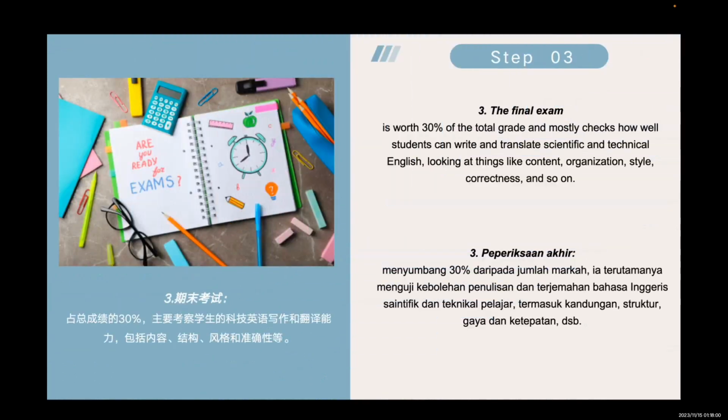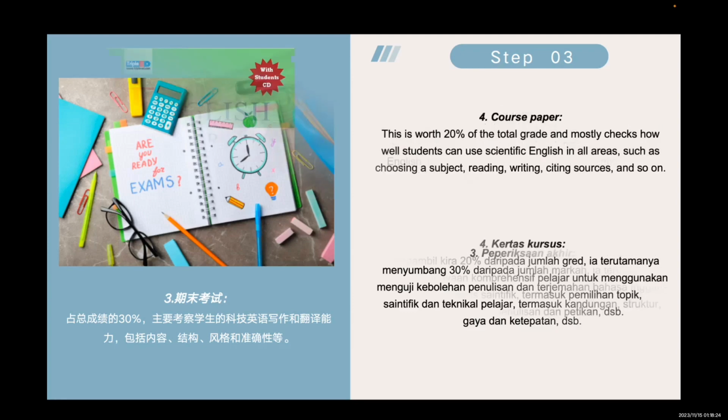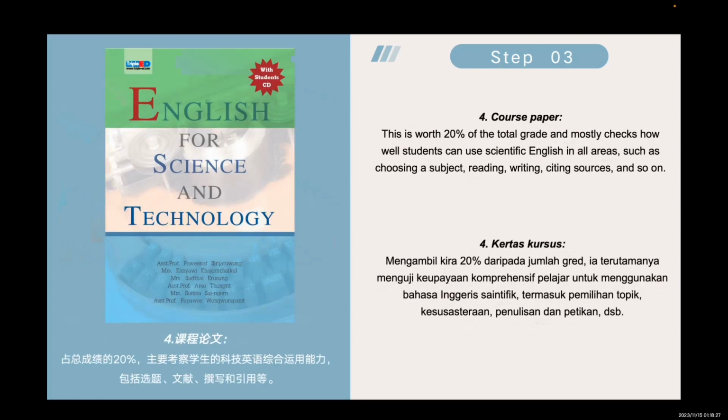And number three is the final exam. It is very important for all the students, just like the Peking University students. So we can say that the final exam is worth 30% of the total grade and mostly checks how well students can write and translate scientific and technical English, looking at things like content, organization, style, correctness, and so on. And number four, the course paper. This is worth 20% of the total grade and mostly checks how well students can use scientific English in all areas, such as choosing subjects, reading, writing, citing sources, and so on.